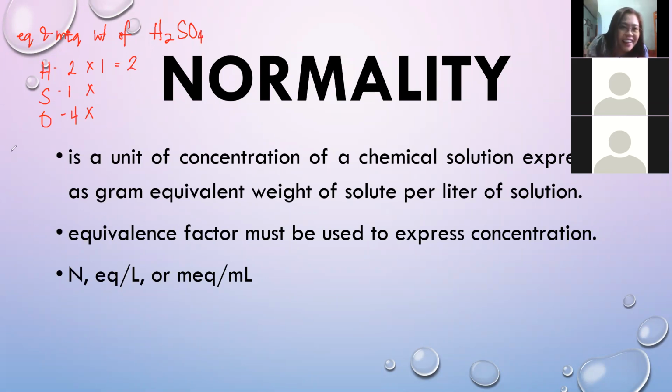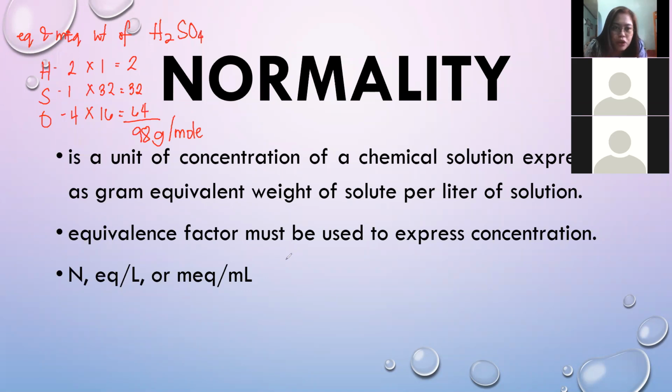Sige. This is 32. And then this one is 16. So, I calculate 16 times 4. This one is 64. So, this one, 4 plus 4, 8, 98. Okay. It's 98 grams per mole. Okay? That is for the sulfuric acid.